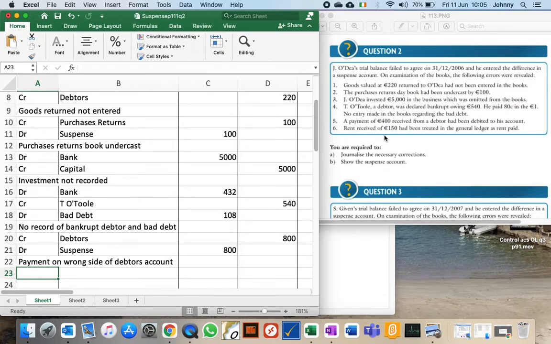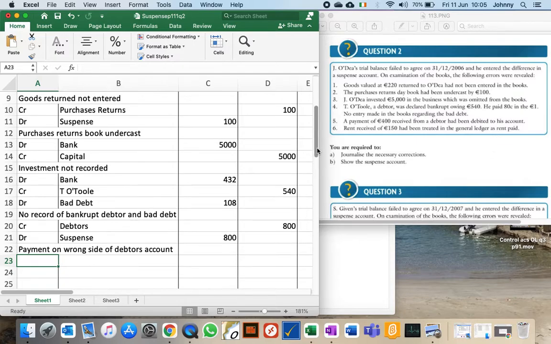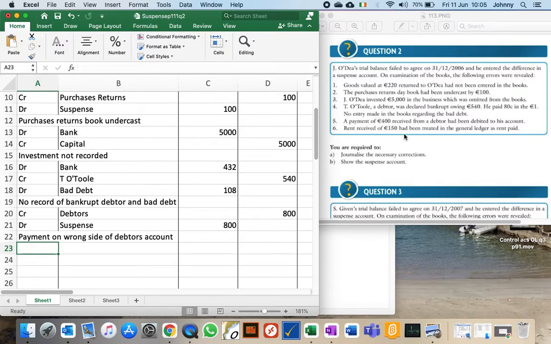Okay, and rent received means I should be receiving money, but I put it on the wrong side in the rent account. In the general ledger, I put it as rent paid. So the rent account is wrong, and because I treated it in the rent account as paid rather than received, it means it would affect my trial balance. So I will need a suspense. I'm just going to write down suspense first. I don't know what I'm going to do with suspense just yet, but I will need a suspense for this. So the other then is going to be rent. I'm just going to put the rent received account.